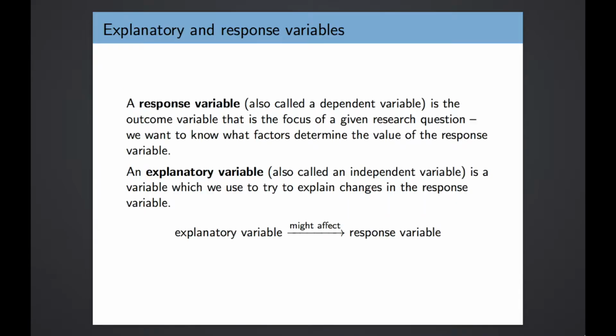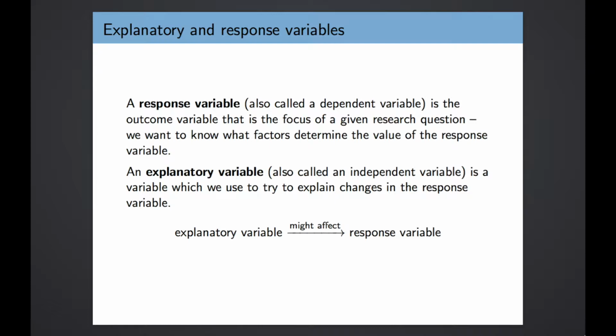Two really important concepts in research design are explanatory variables and response variables. A response variable is also called an outcome variable or a dependent variable. This is the variable that is the focus of our research question. This is something that we want to explain, that we want to understand better. An explanatory variable, which we also call an independent variable, is something that we use to try to explain changes in the response variable. So we can think of this as an explanatory variable might affect a response variable.